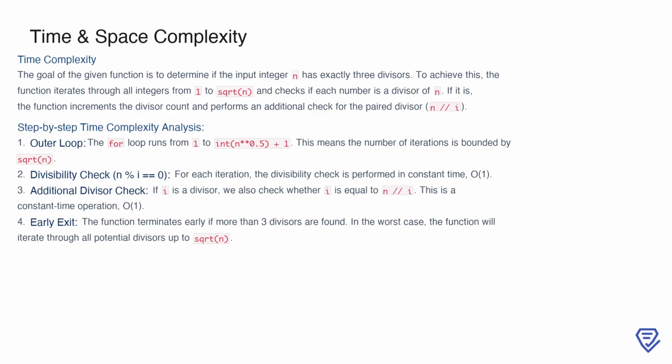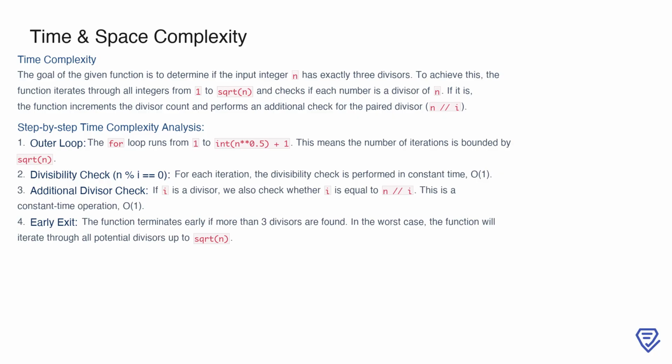To do this, the function iterates over all integers from 1 to the square root of n and checks if each number divides n without a remainder. If it does, this means we've found a divisor, and the function increments the count of divisors. Additionally, for each divisor i, the function checks the paired divisor n//i to ensure all divisor pairs are accounted for.